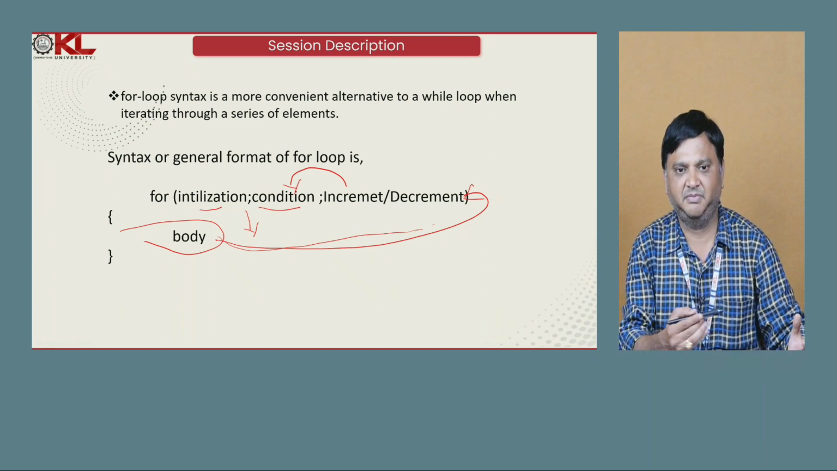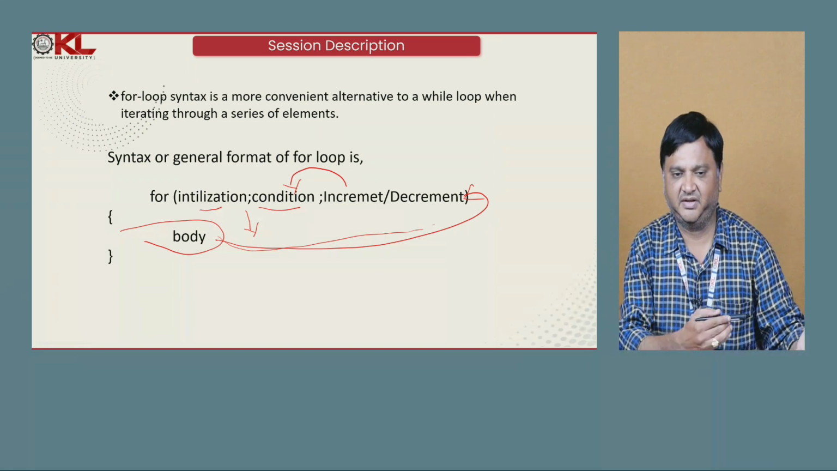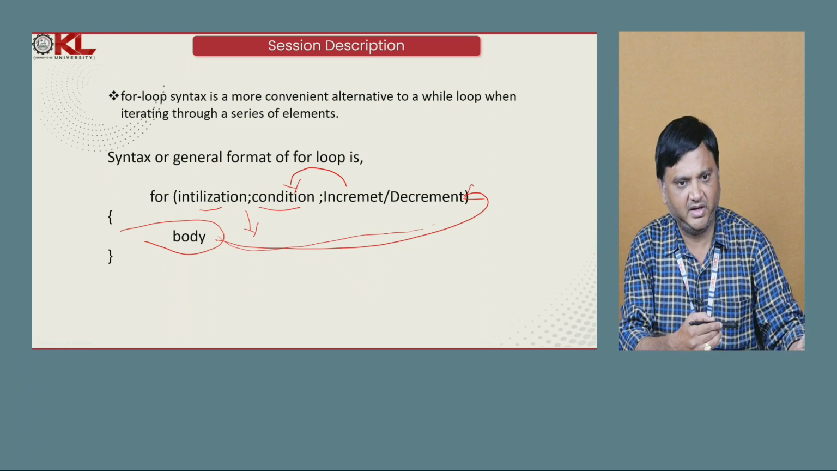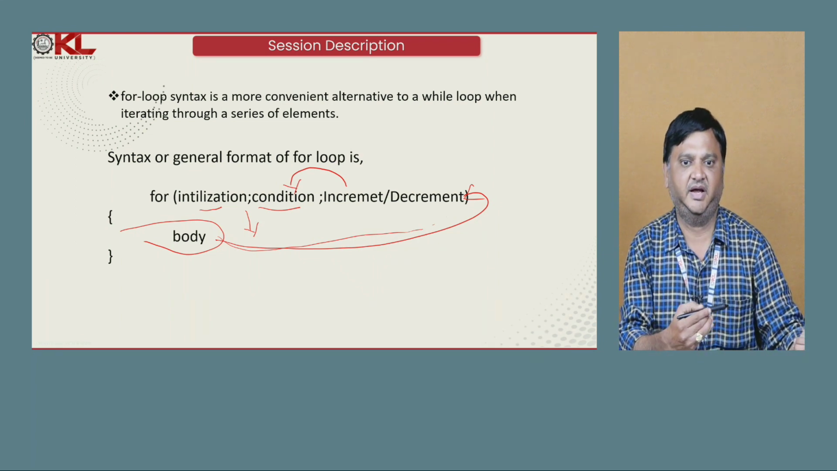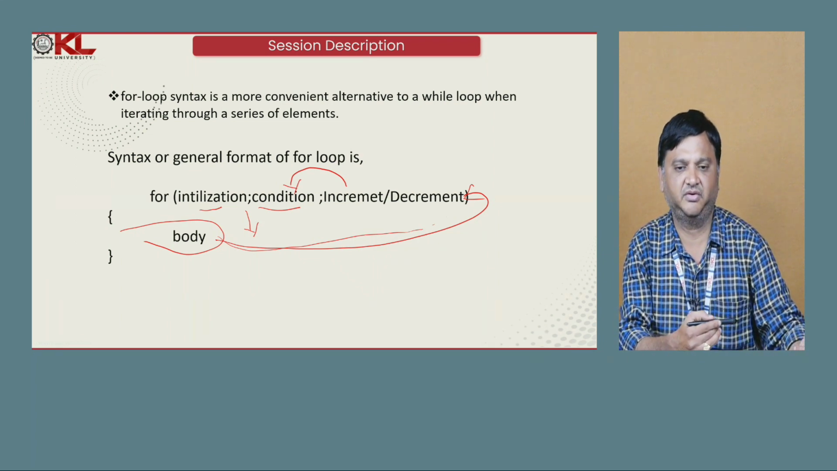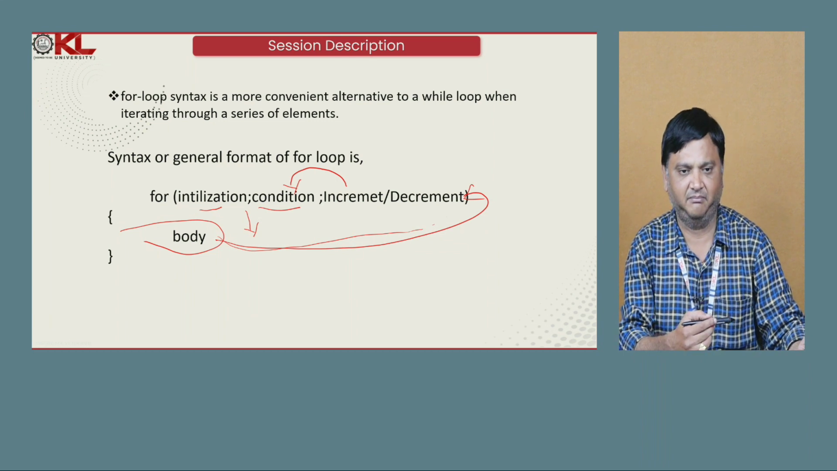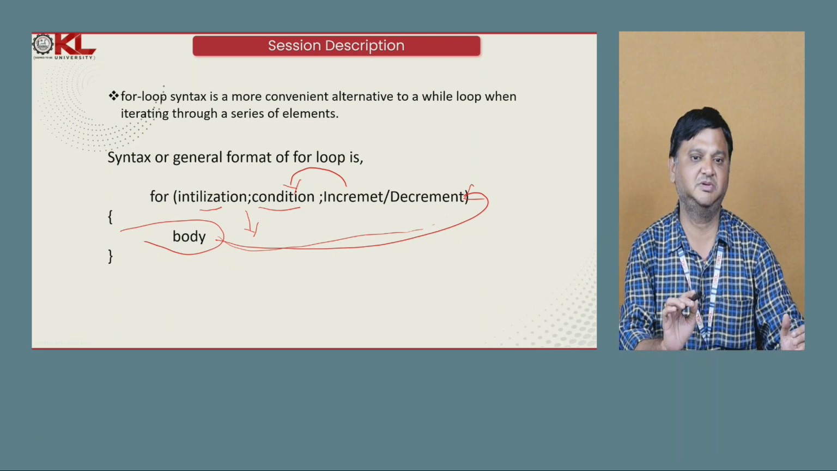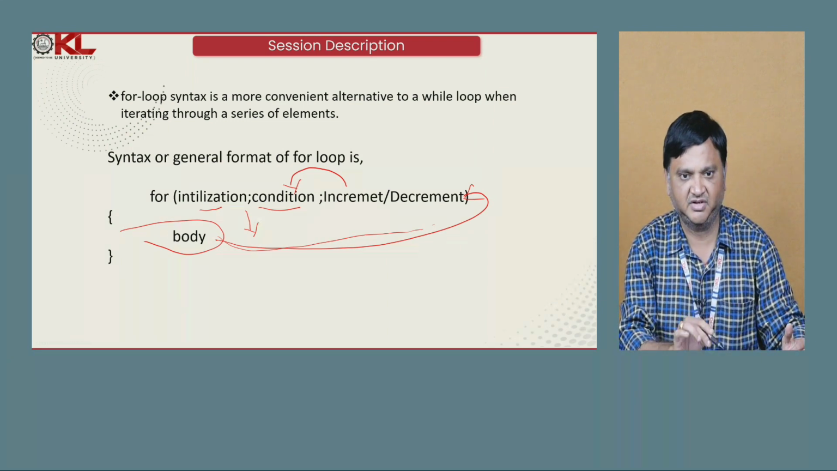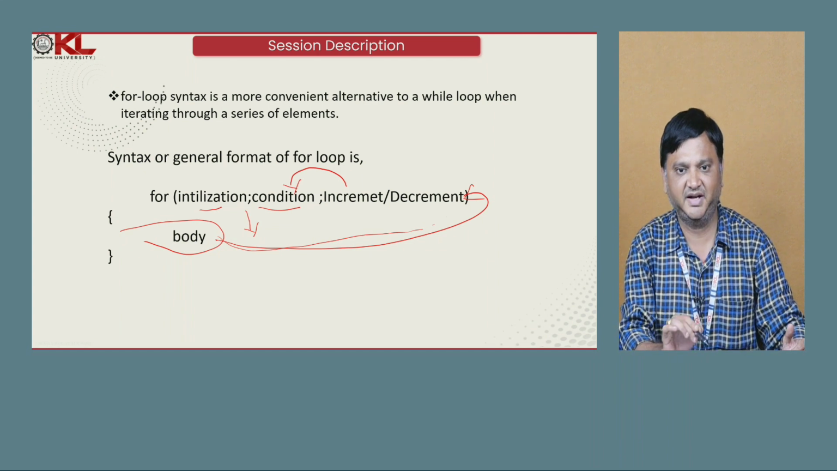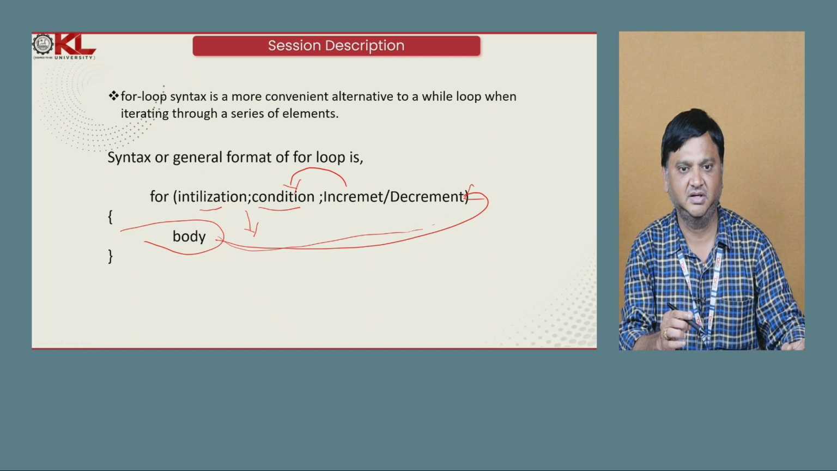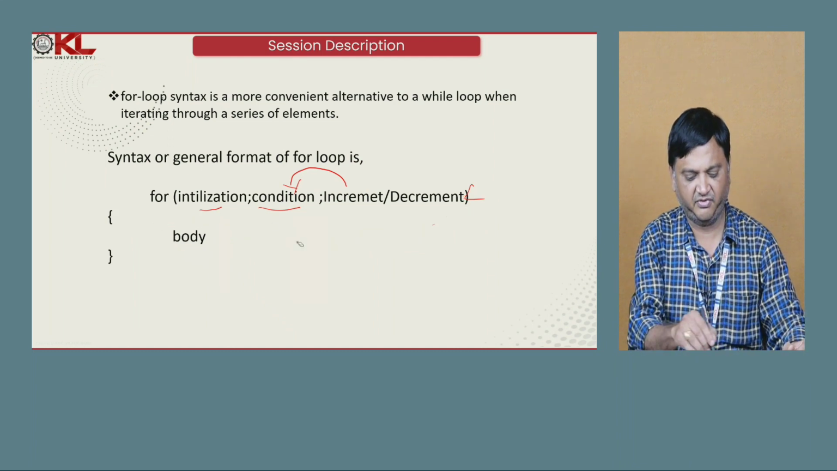So based on the syntax, for a while loop we have to do initialization first. Next, in a while loop we have to write a condition, and inside the body we have to write either increment or decrement. But in a for loop all the three statements can be written with the help of semicolons. They have to be separated with a semicolon. First initialization, followed by condition, followed by increment or decrement. So this is what the general syntax of a for loop is.